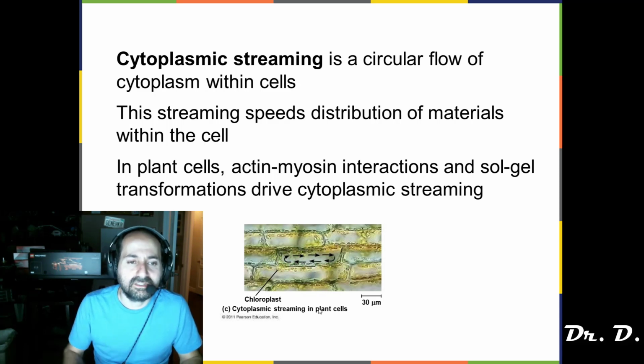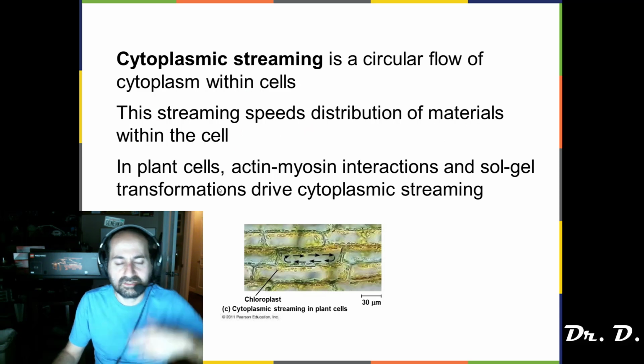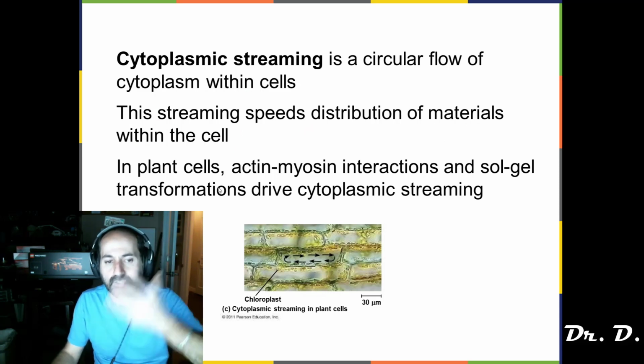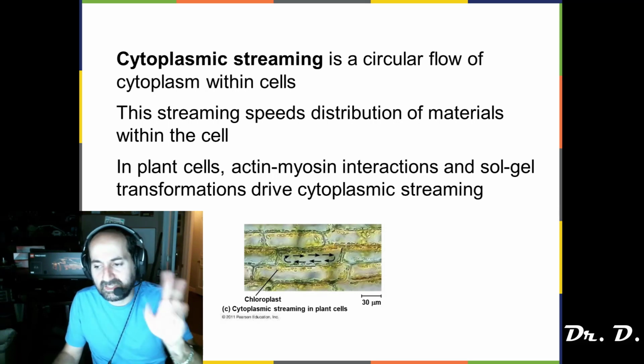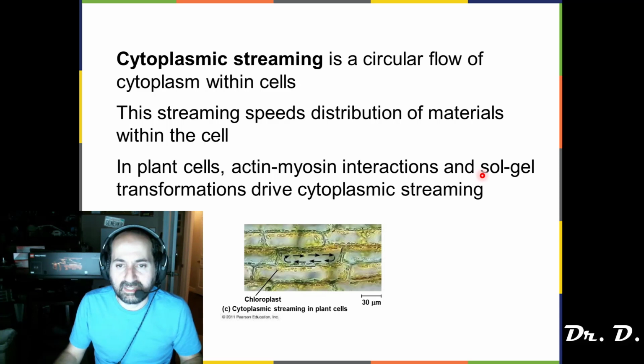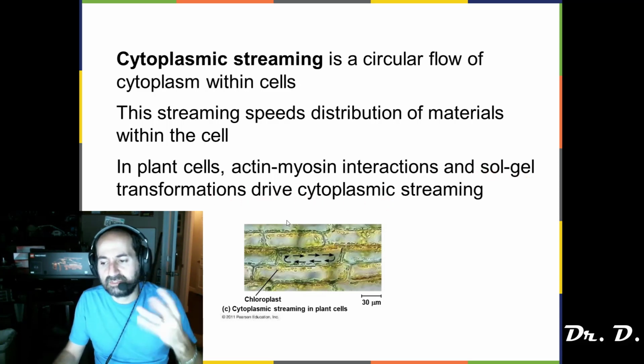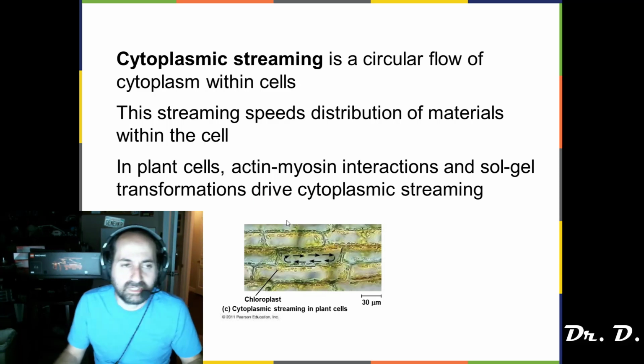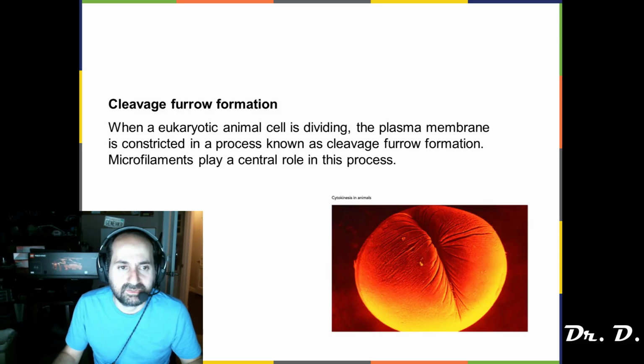That's a phenomenon called cytoplasmic streaming. It's a circular flow of cytoplasm within the cells, and this helps to speed distribution of materials within the cell. It just gets materials to where they need to go around the cell. And what I need you to know is that microfilaments are central to this process. You don't need to know about the sol-gel transformations that drive this, but just know that without microfilaments, this cytoplasmic streaming phenomenon would not be possible.